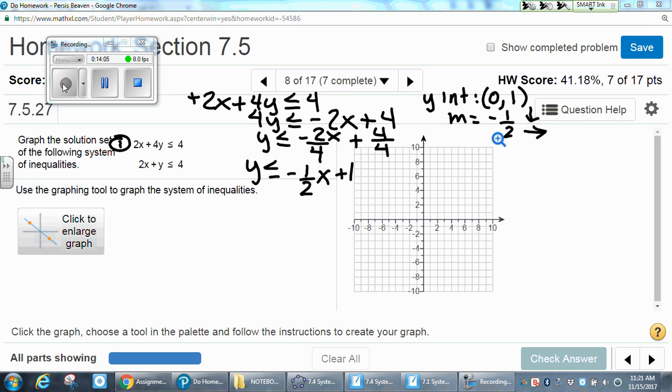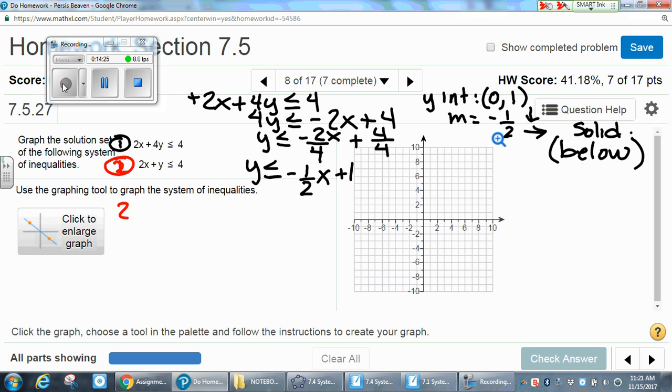And what else do we know? We're going to have a solid line. And we're also going to color where? Above or below? It's less than, so it's below. Okay, but don't graph it. Now let's solve for y on the second one.